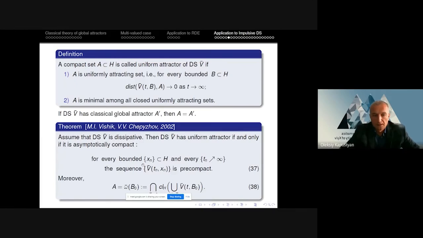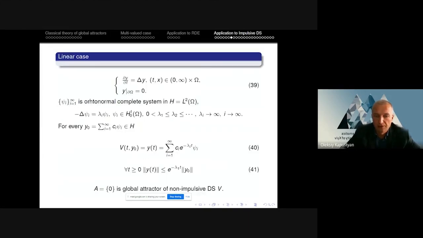And for uniform attractor, we have a criterion. In fact, the dynamical system V bar has a uniform attractor if and only if it is asymptotically compact. And this attractor is given by the following formula. So we have some basis to prove the existence of a uniform attractor in particular impulsive systems. But we face unexpected problems here.